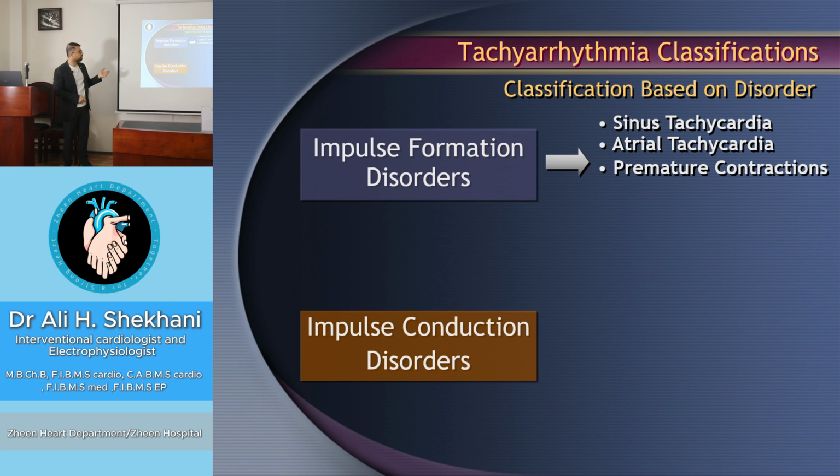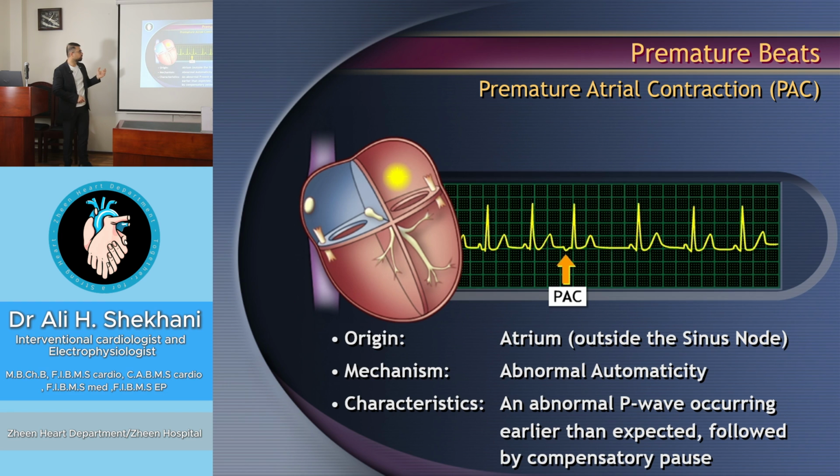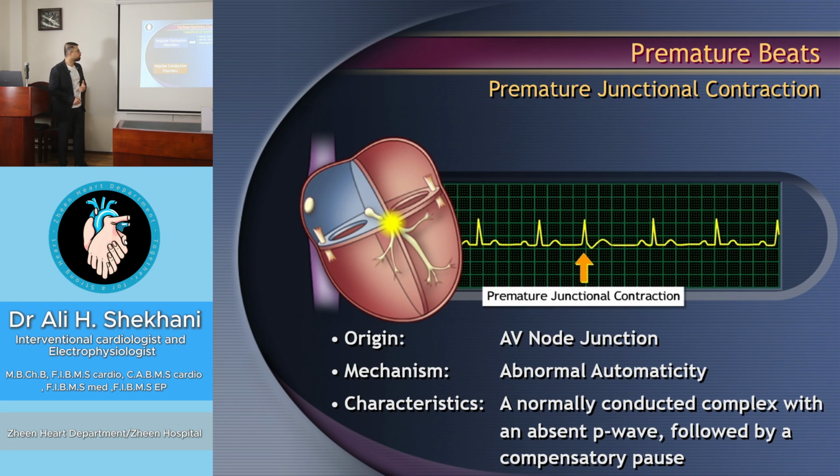We have premature contractions, and this premature contraction could be in the atrium. How to differentiate? It comes earlier, and the P wave is different from the surrounding P wave, and it's followed by a compensatory pause, like this. And usually it is a benign condition, frequently doesn't need anything. Or it could be a junctional premature beat, the same but in the AV node junction, the same criteria, there is no P wave.